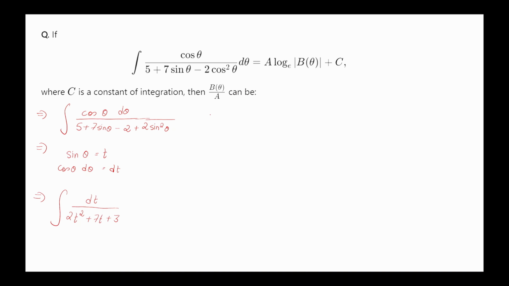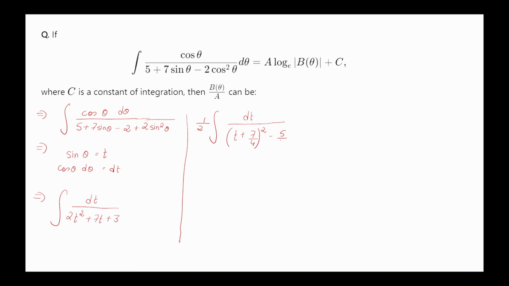So from here, I'll try to convert this into a perfect square format. This would become dt by, so I can write this as t plus, of course, my first motive would be to make the coefficient of t square as 1. So if I take 2 common, I would have 7 by 2 and 3 by 2. This would basically become 1 by 2 multiplied outside, and I would have (t plus 7 by 4) whole square.